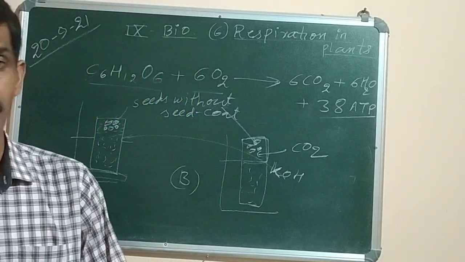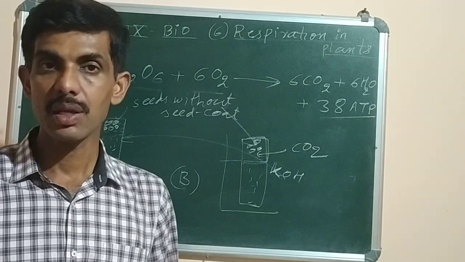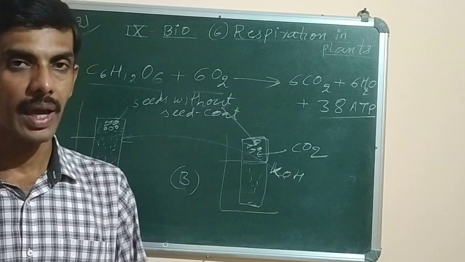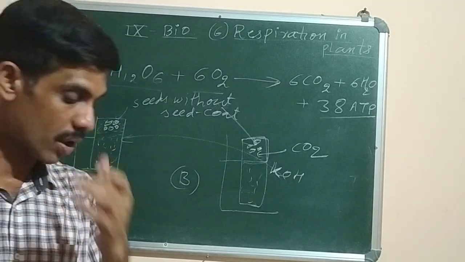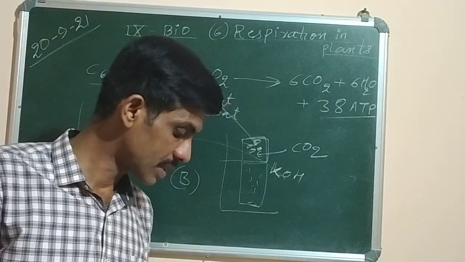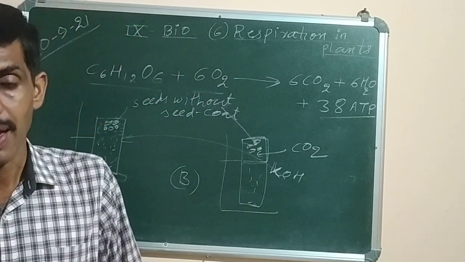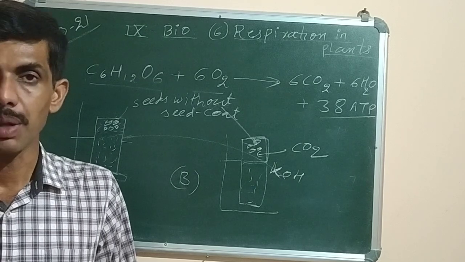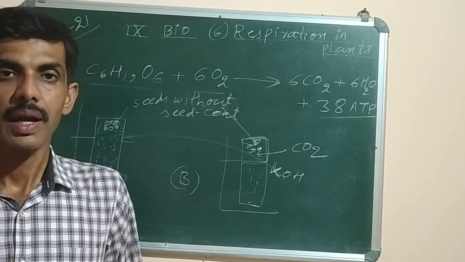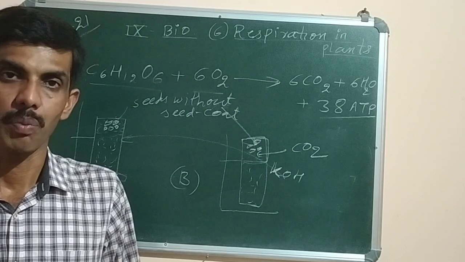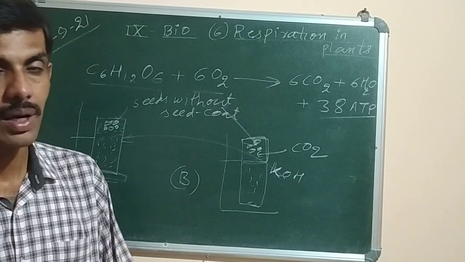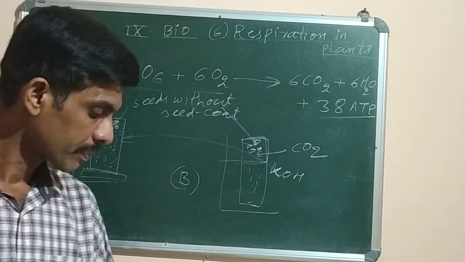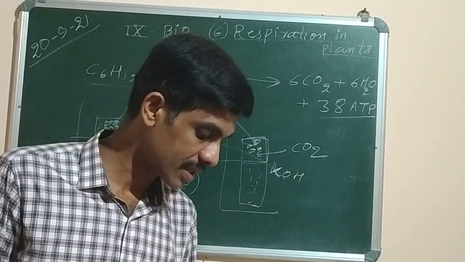Fourth point you can say, in aerobic respiration there is no formation of ethyl alcohol or lactic acid, but during anaerobic respiration ethyl alcohol is produced. And fifth difference, aerobic respiration occurs throughout life, means till a person or a living thing is alive, aerobic respiration will continue, but anaerobic respiration occurs only for a short time, for a temporary period of time.